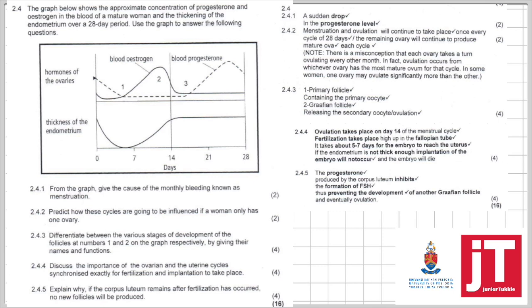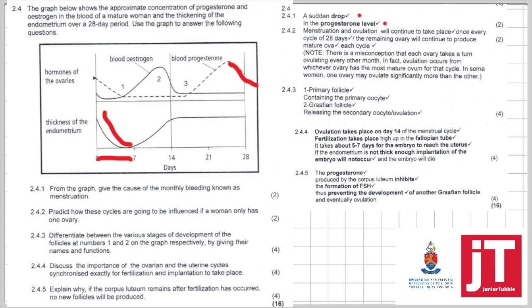2.4. The graph below shows the approximate concentration of progesterone and estrogen in the blood of a mature woman and the thickening of the endometrium over a 28-day period. Use the graph to answer the following questions. 2.4.1. From the graph, give the cause of the monthly bleeding known as menstruation. Now, if you see, there's the thickening of the endometrium, that's menstruation, and according to the graph, what happens? Of course, can you see that's going to be a sudden drop in the progesterone levels?